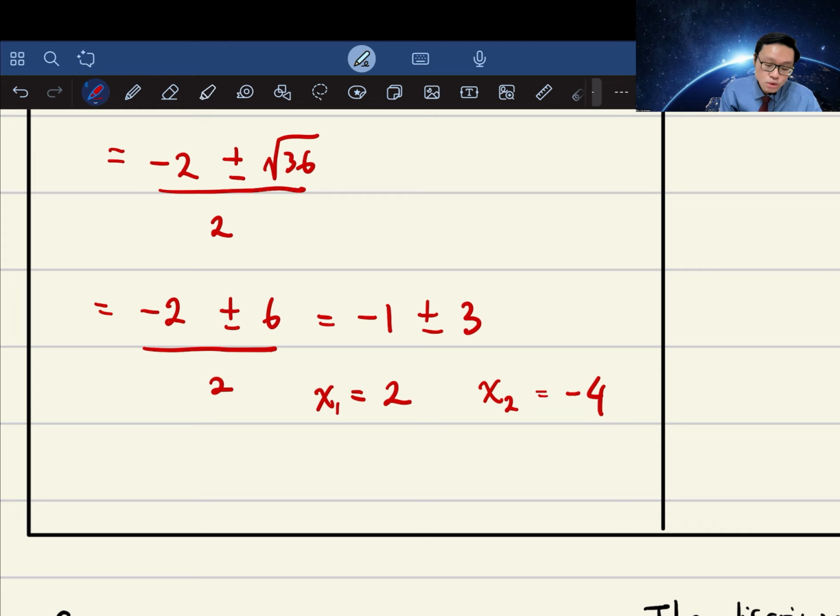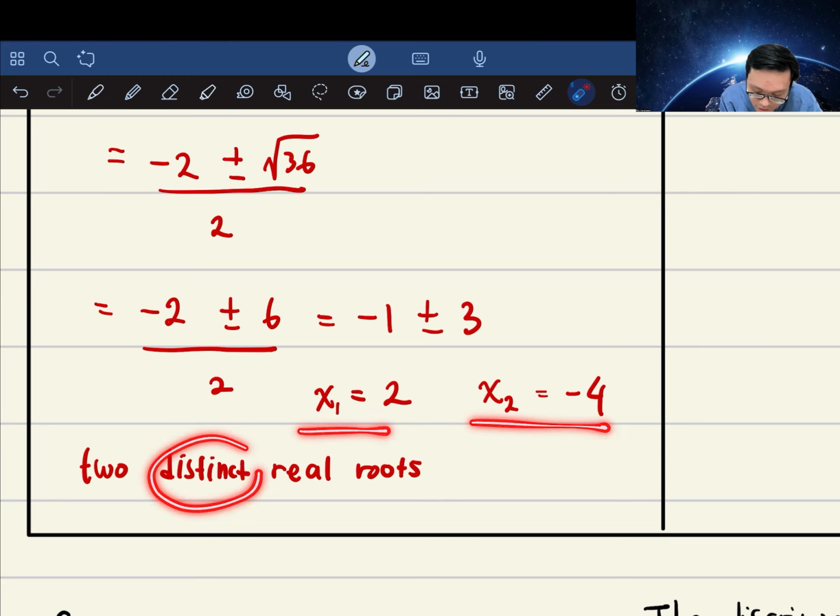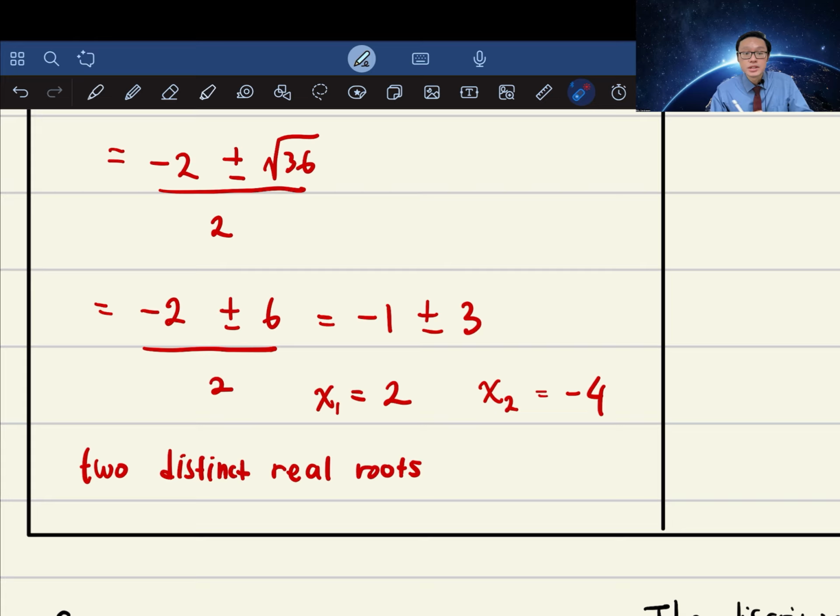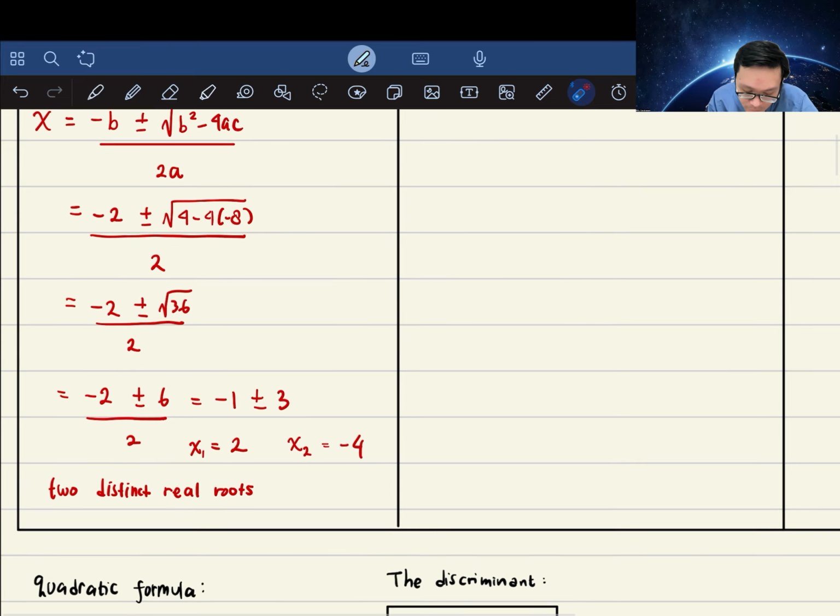Here we have two distinct solutions, or we call it two distinct real roots. Because we have two values, distinct means that they are different, real means that they are real numbers, and roots is a solution to the quadratic equation.